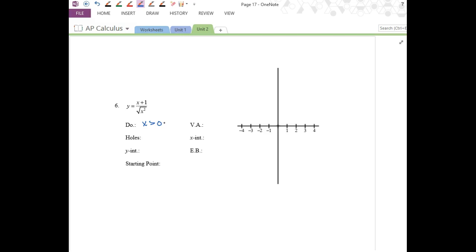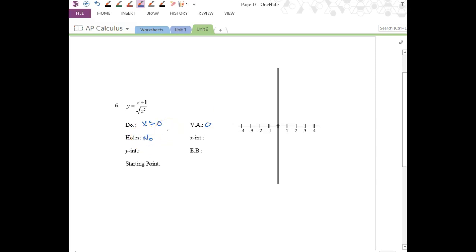-1 plus, well, you can have 0 on the top. That's okay, because 0 divided by anything is still 0, but you just can't divide by 0. Okay, so, vertical asymptote. Do we have a vertical asymptote? Yep, 0. Do we have a hole? Nope. Did anything cancel? No hole.